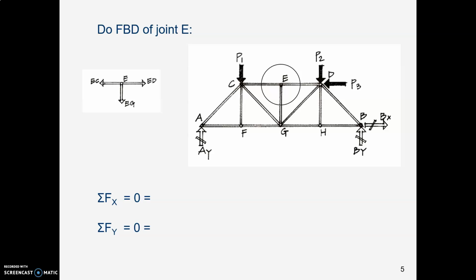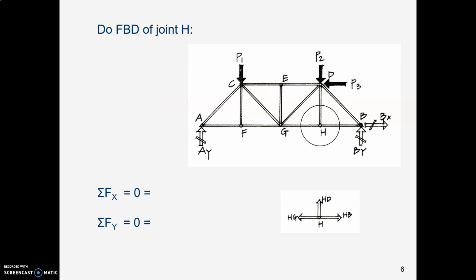Let's move on to another joint. How about this one, joint E? So it's in equilibrium too because it's not moving. Here are two forces in tension in the x direction. They're equal and opposite, so they add up to 0. Here's one force in the y direction. How big is it? Well, all the forces in the y direction add up to 0, and we've only got one, so that one must be 0 also.